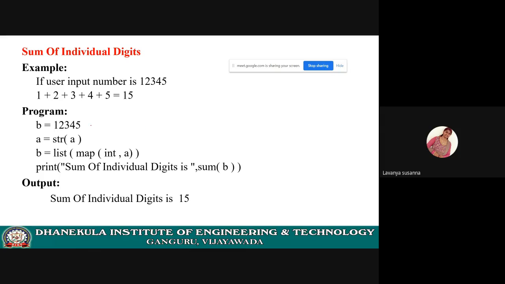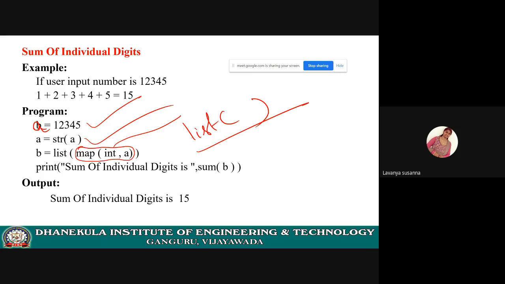Once again, see this code. A equal to 1, 2, 3, 4. I'm converting again, A equal to str of A. I'm converting this integer into a string. Again, I'm using the map function. Using this map function, I'm converting this string 1, 2, 3, 4 into integers, and I'm using the list function. This list function will convert whatever this map function has mapped into a list.